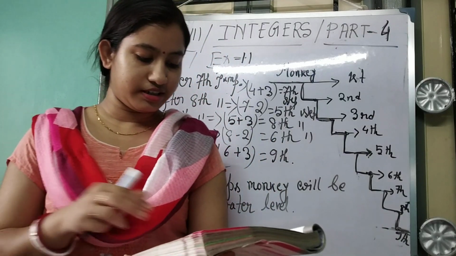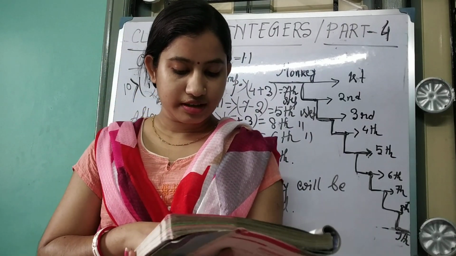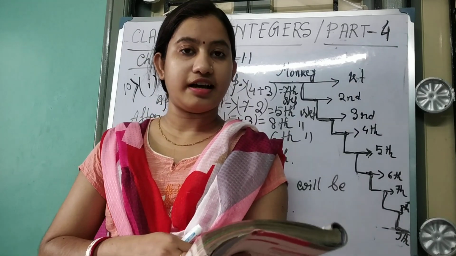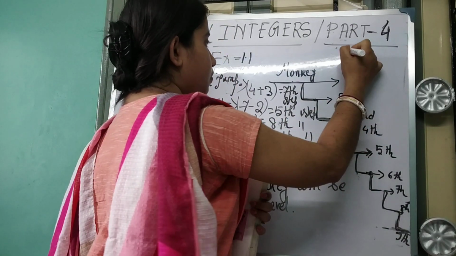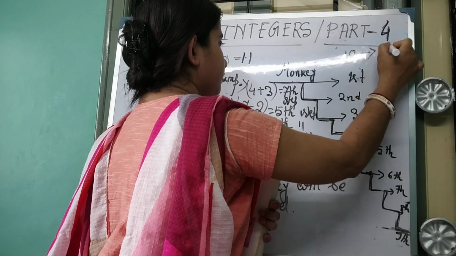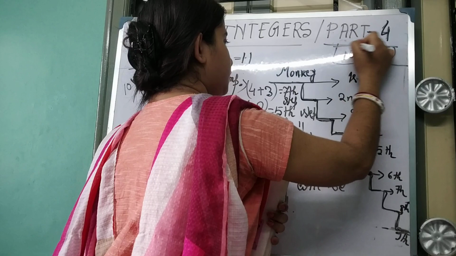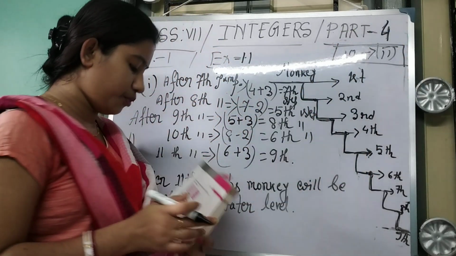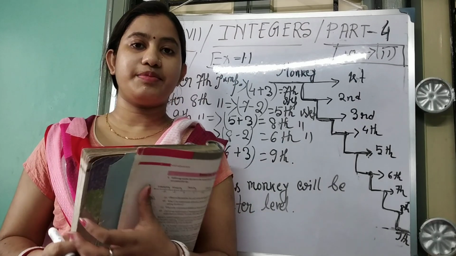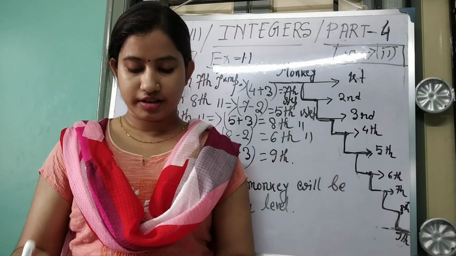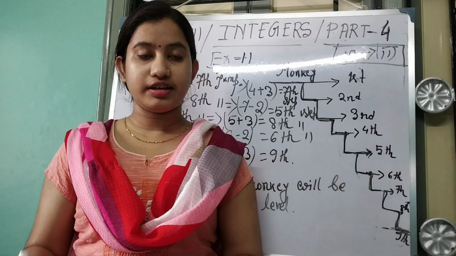Now the next question is 10 number 2. This is the same process as number 1. So you should try 10 number 2 at your home, the same way. Next day we will continue this chapter and exercise number 1.1, and here the last question 10 number 3.